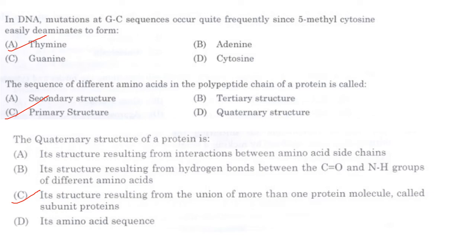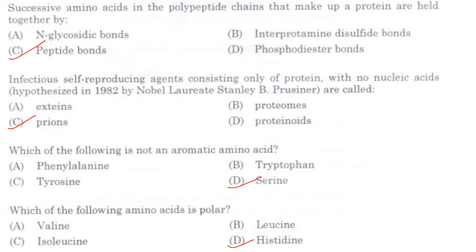The quaternary structure of a protein is its structure resulting from the union of more than one protein molecule called subunit proteins. An example is hemoglobin. It has 4 subunits. So the answer is option C. Then next one. Successive amino acids in the polypeptide chain that make up a protein are held together by peptide bonds. Option C.